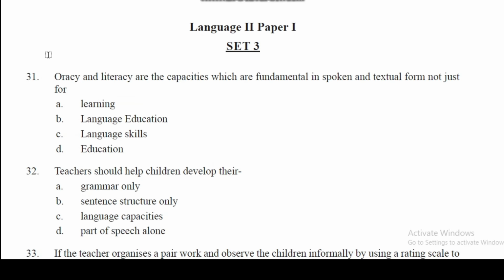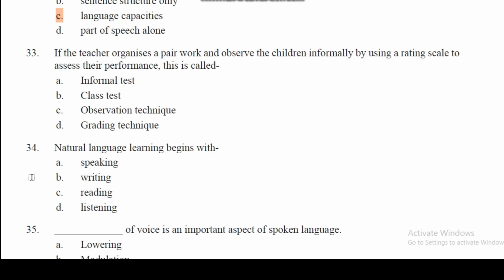Next, Language 2, Paper 1, English. 31. Oracy and literacy are the capacities which are fundamental in spoken and textual form, not just for. Answer B. Language education. 32. Teachers should help children develop their. Answer C. Language capacities. 33. If the teacher organizes a pair work and observes the children informally by using a rating scale to assess their performance, this is called. Answer C. Observation technique.